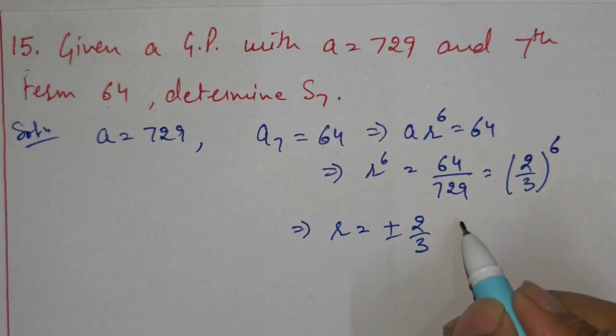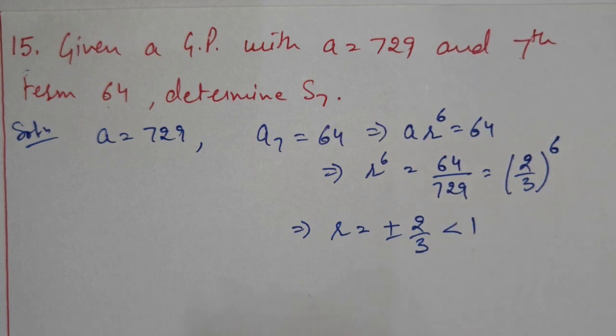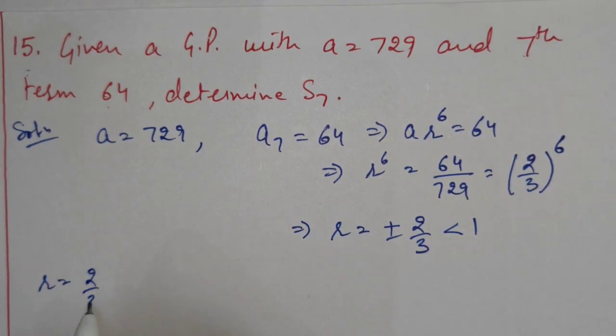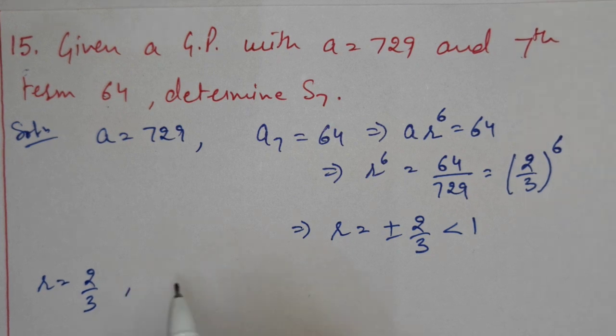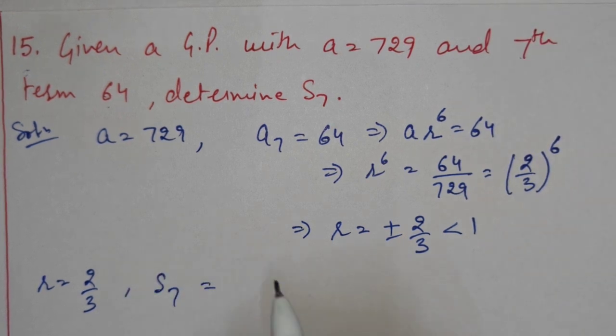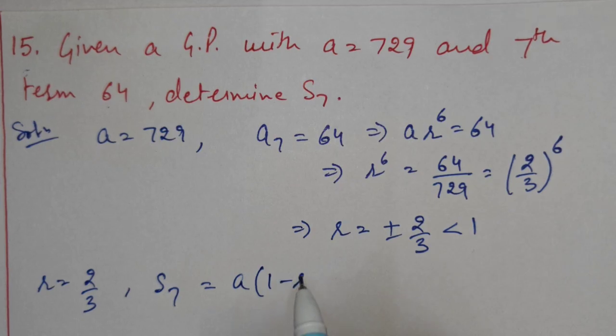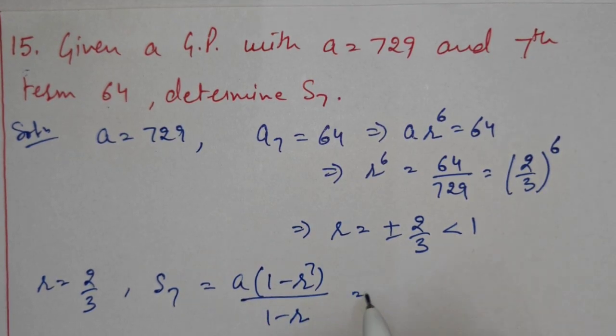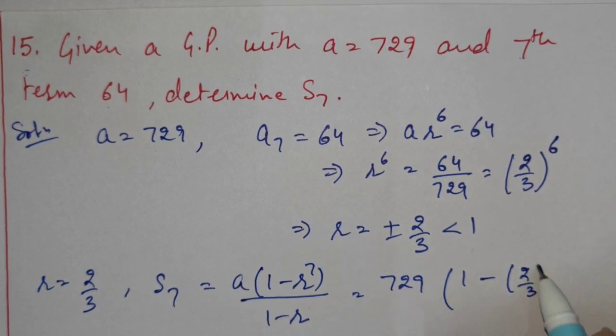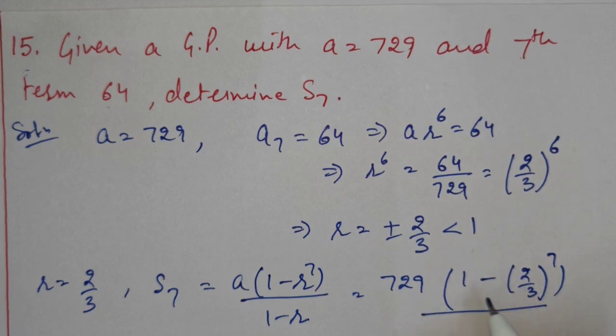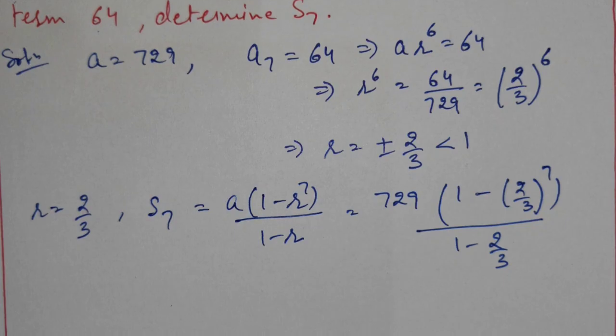Now in both the cases r is less than 1. So in case 1 we take r is equals to 2/3. So S7 will be equal to a into 1 minus r raised to power 7 upon 1 minus r. So this is 729 into 1 minus 2 upon 3 whole raised to power 7 upon 1 minus 2 upon 3. So further we will simplify. 1 minus 2 upon 3 is 1 upon 3.